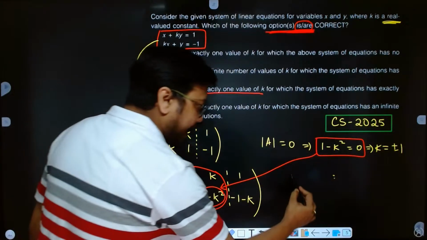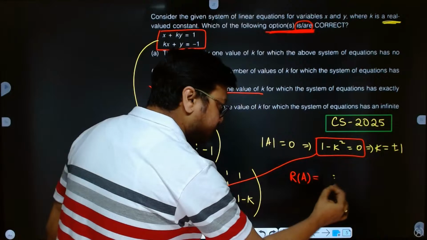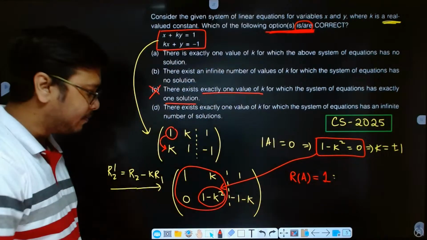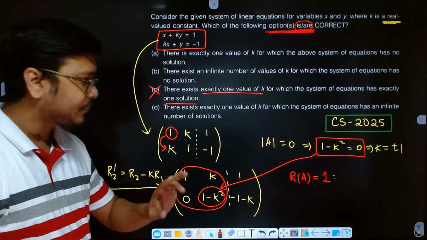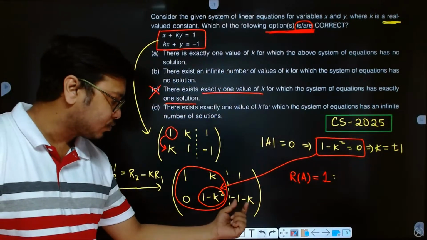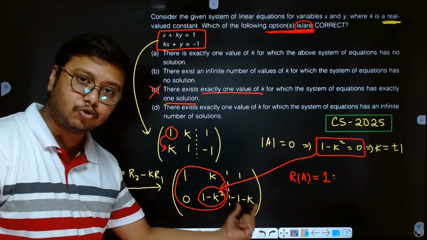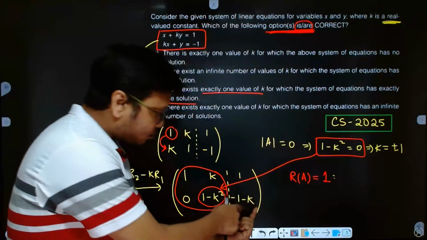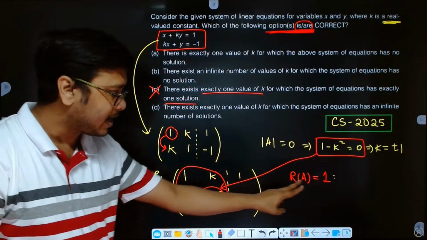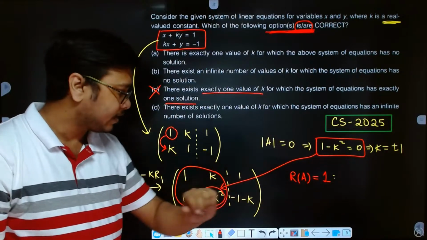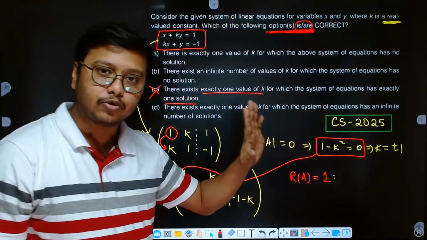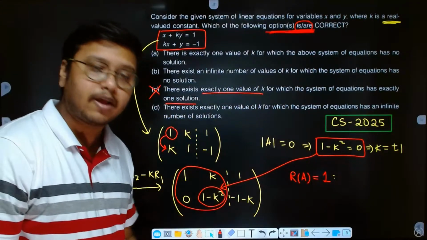The rank of A has become 1, because the second row is becoming completely 0. So rank of A is 1. If k is plus 1, then this value becomes minus 2, and the entire augmented matrix rank becomes 2, which is unequal to the rank of A. If it is unequal to the rank of A, that means no solution. But right now we want infinite solution.